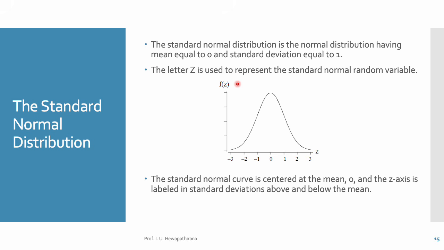So the probability density function would also be f of z, and the density curve here is symmetric around 0 because 0 is the mean. So the standard normal curve is centered at mean 0 and the z-axis is labeled in standard deviations above and below the mean. So this shows how many standard deviations above or below the mean.